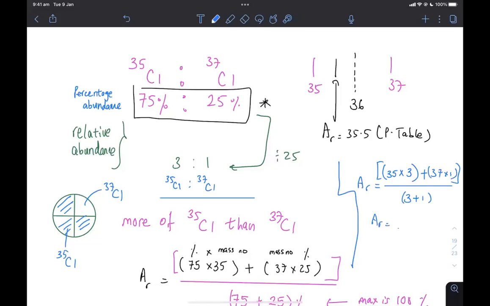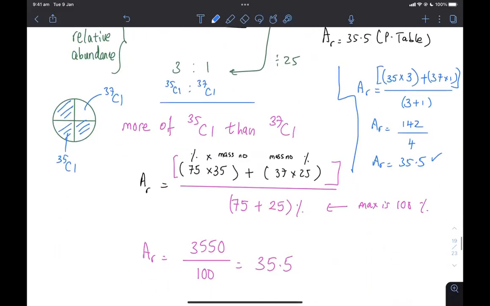My relative atomic mass, press my calculator, I get 4 at the bottom. On the top, 35 times 3 plus 37 times 1, I get 142. Now 142 divided by 4 on my calculator, I get 35.5. I get the exact same value, whether I use the 3:1 and divide by 4, or I do the 75% to 25% where I divide by 100%, I will get 35.5. This is relative atomic mass.